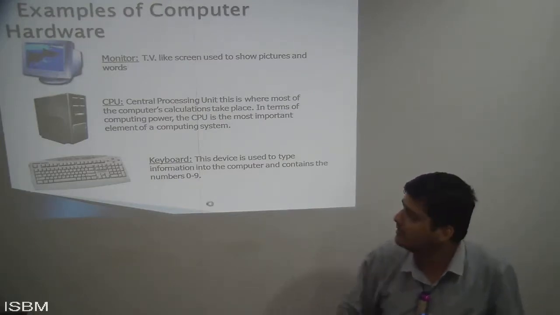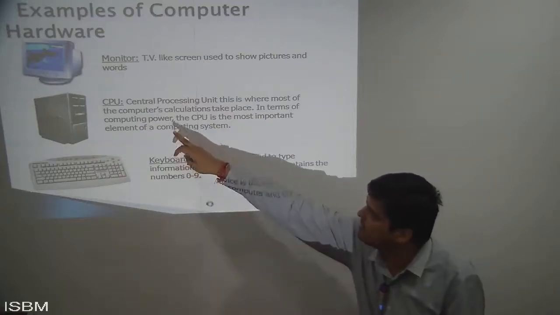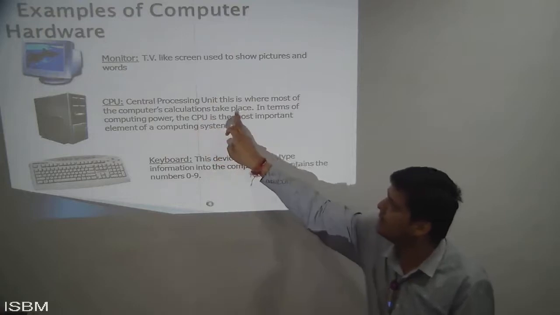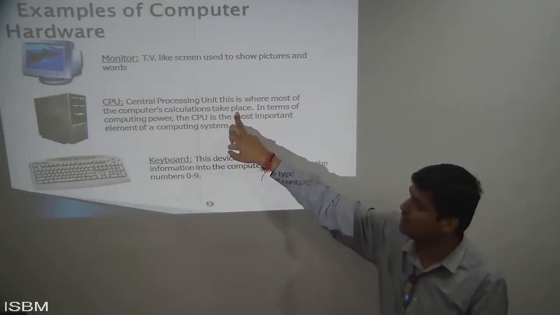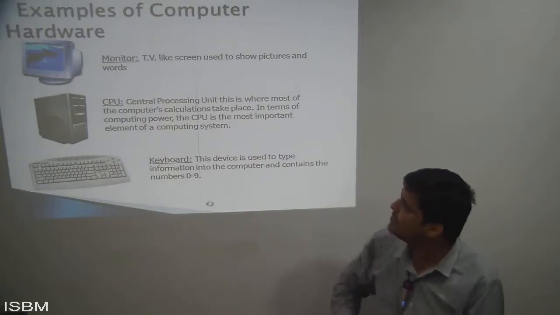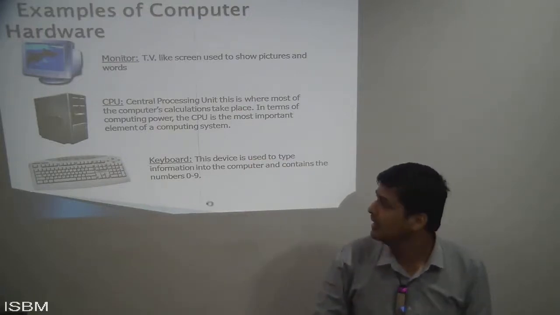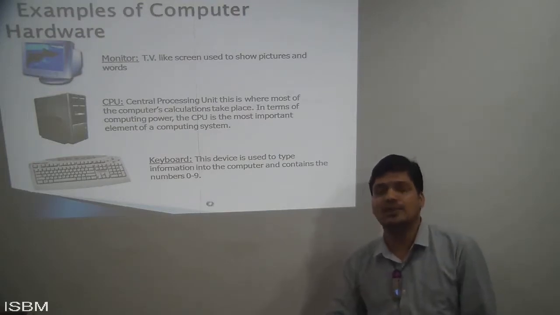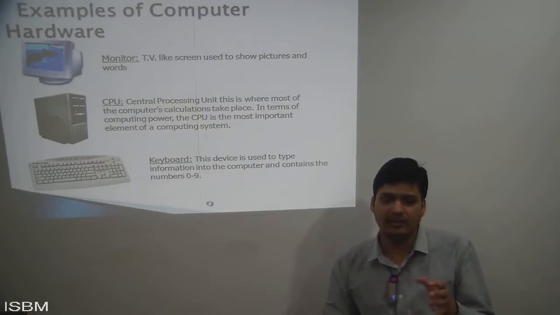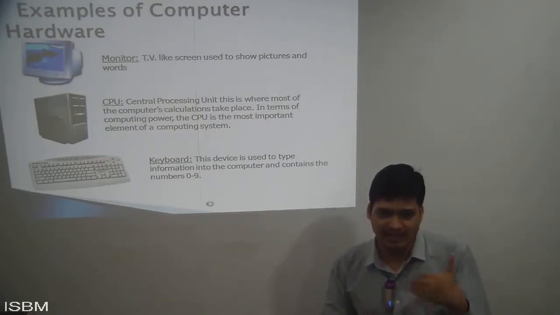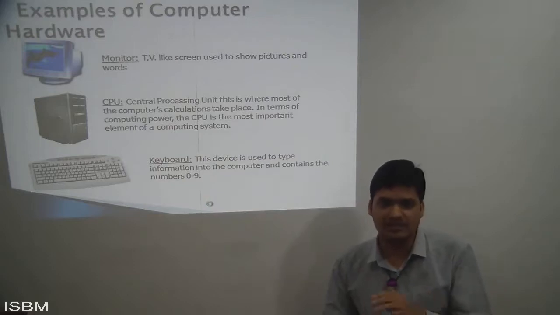The CPU is also computer hardware, the central processing unit. This is where most of the computer's calculation takes place. In terms of computer power, the CPU is the most important element in the computing system. I can say that the CPU is the brain of the computer, because most of the logical or thinking or mathematical calculation comes under the CPU.